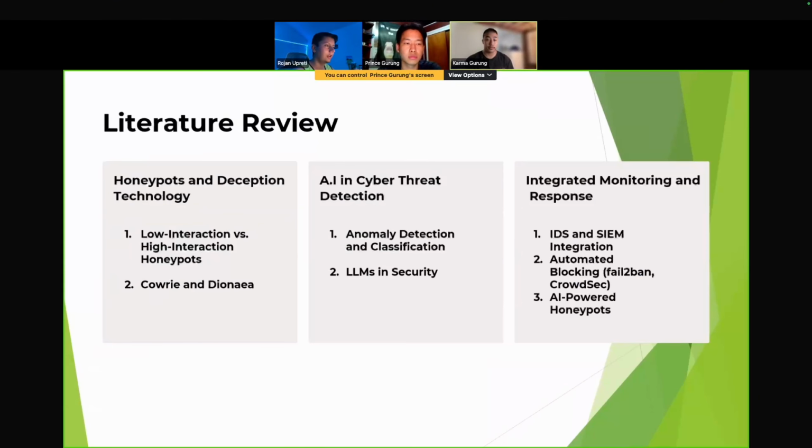So we divided our research into different parts. The first one is the honeypots and deception technology. Suppose hackers try to steal the data; they will also do different types of social engineering, maybe sending us a phishing link or anything like that. Those are the first part, how we tackle the hackers using the honeypot.